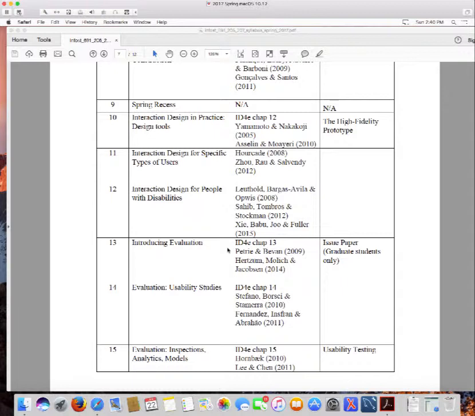In week 14, we'll be working on more having to do with evaluation, in this case, usability studies. And we'll be covering chapter 14 in the text and 2 articles. And in week 15, we're going to have more on evaluation, inspections, analytics, models. So we're going to cover chapter 15 in the text. And our usability testing is going to be due.